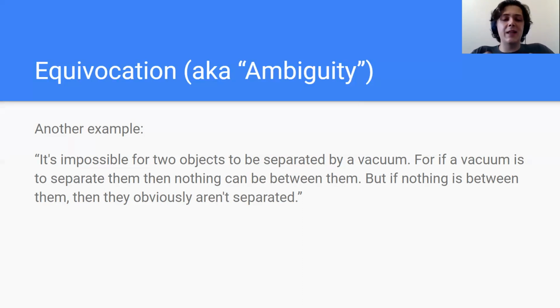But if nothing is between them, then they obviously aren't separated. And that is also true using a different meaning of the word nothing. If you say there's nothing between them in a way that includes space itself, there's no space between them, then they aren't separated. They're adjacent. They're side by side. And so this might look like a valid argument. If a vacuum is separating two objects, then there's nothing between them. But if there's nothing between the objects, then they're not separated. Therefore, it's impossible for a vacuum to be separating two objects.